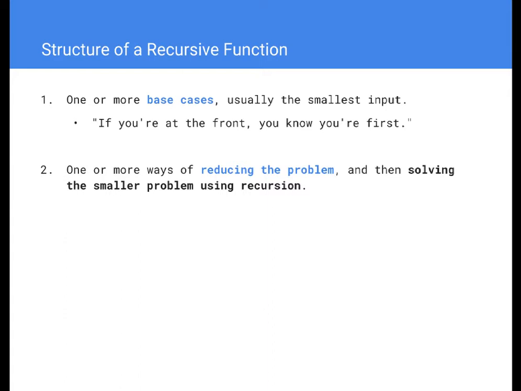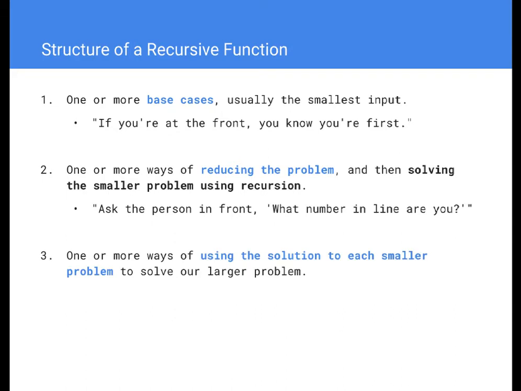And we have, for the second part, one or more ways of reducing the problem and then solving the smaller problem using recursion. So this relates to point 2 of our algorithm, which is to say, ask the person in front, what number in line are you? Because if you think about it, the recursive part is right here. I'm asking the same question, what number in line are you, to someone who's in front of me, right? So they're closer to number 1. So the smaller problem is the person in front of me, and I'm doing the recursive call when I ask him or her or them, what number in line are you?